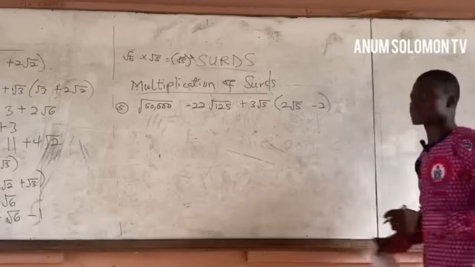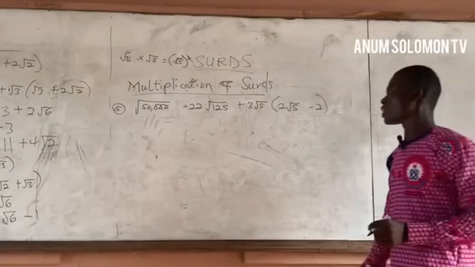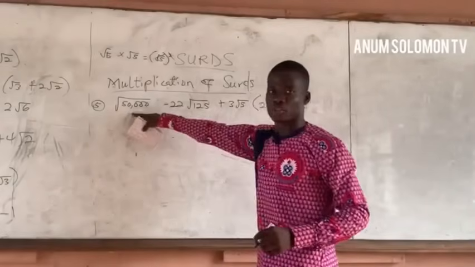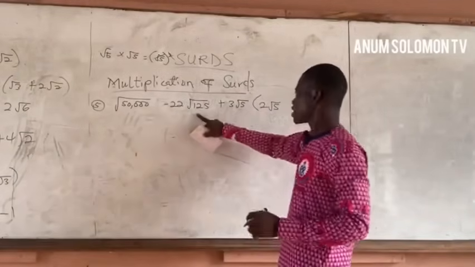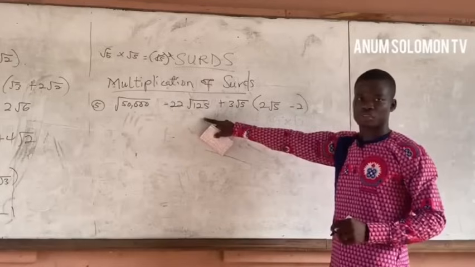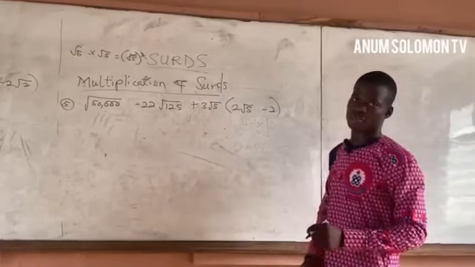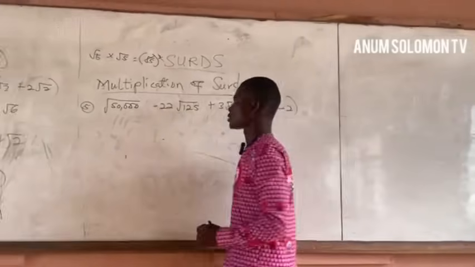So we have to simplify this. So now let's take our time. This is not in its basic form. We have to reduce it to basic form. This one is not in basic form. We have to reduce it to basic form. And this one is expansion of this bracket. So now let's move on.